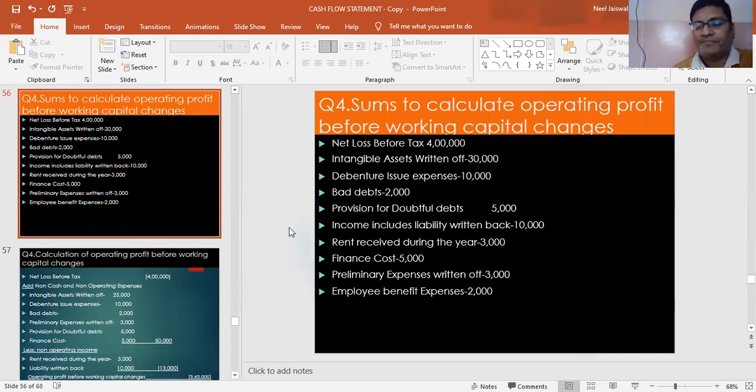One more sum we will be doing, students. This is starting with net loss. So instead of NPBT, it is NLBT, net loss before tax. Intangible asset written off means depreciation only. Debenture issue expense, again issue expense. Bad debts is there. Provision for doubtful debts is there. Income includes liabilities written back. Rent received during the year. Finance cost, I told you finance cost is not to be taken. Preliminary expenses, and employee benefit expenses are given.